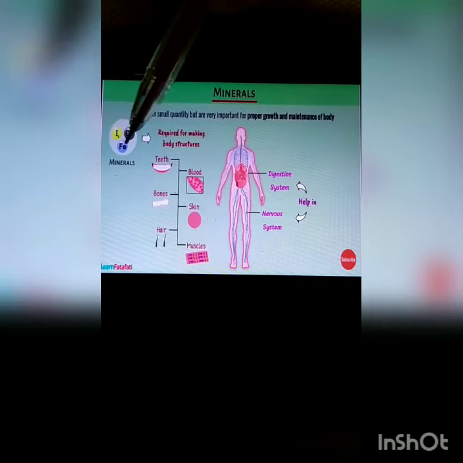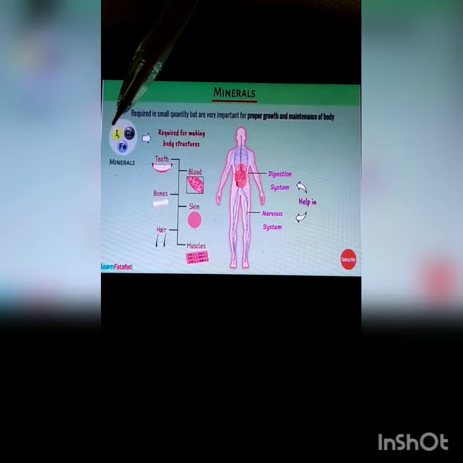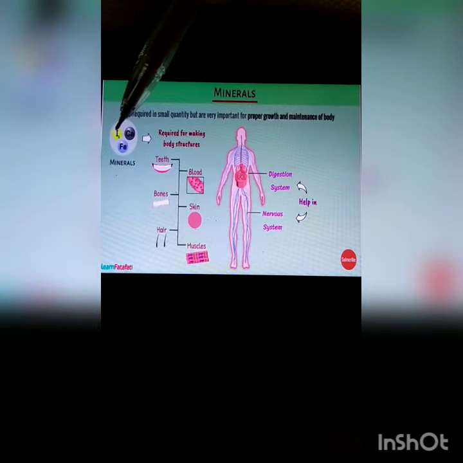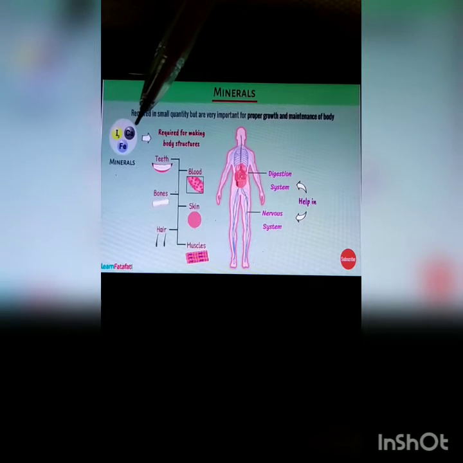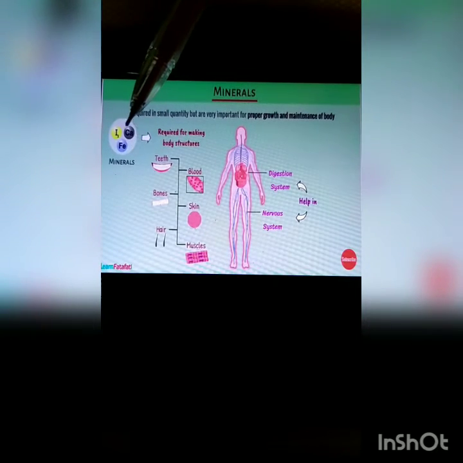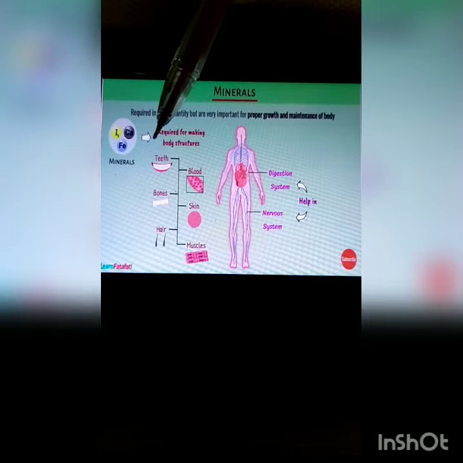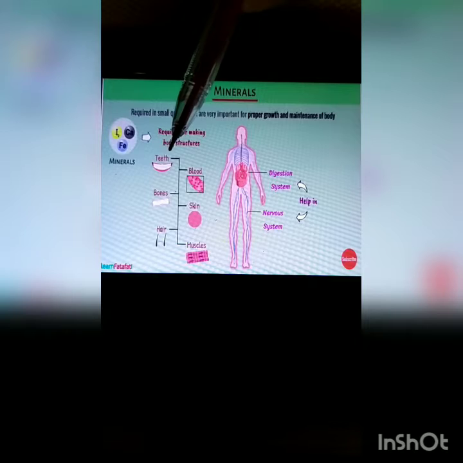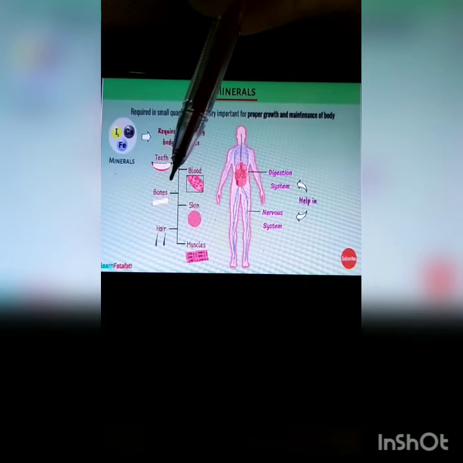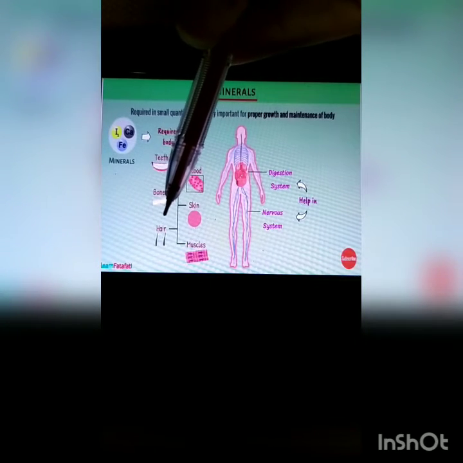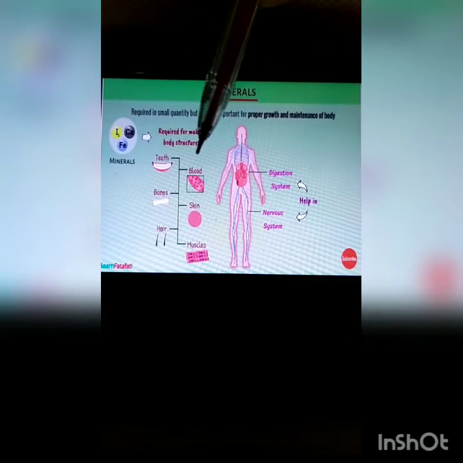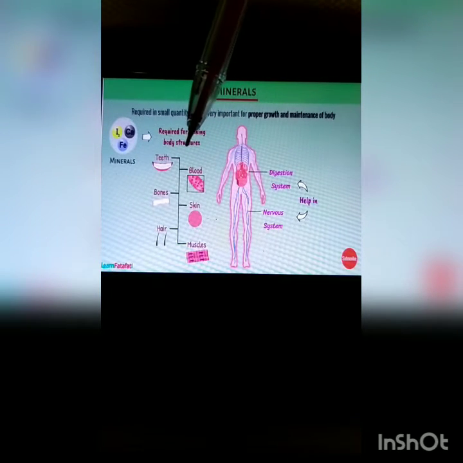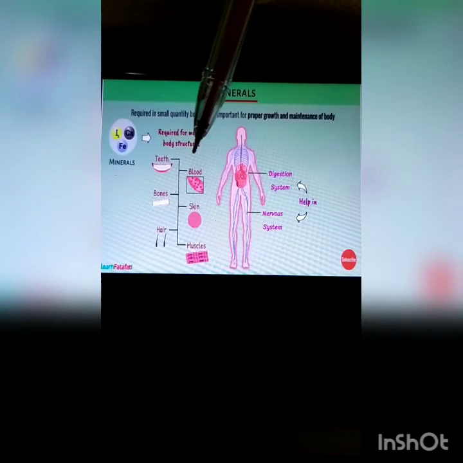And these are the minerals. I2 means iodine, it is the structure of iodine. Then Ca means calcium. Then Fe means iron. These are the minerals that are required for making the body structures. So the body structure includes the teeth, blood, bones, skin, hair and muscles. So the minerals are very much important for our body.